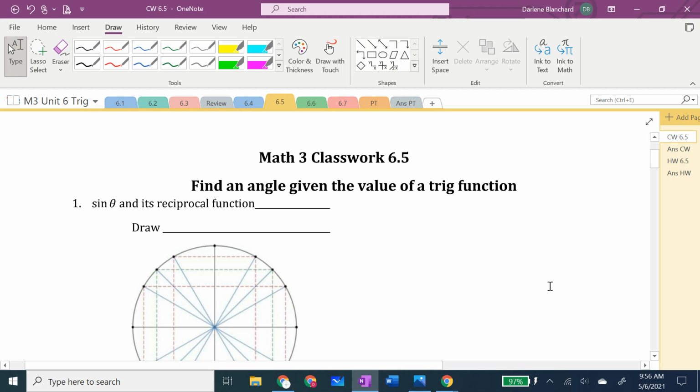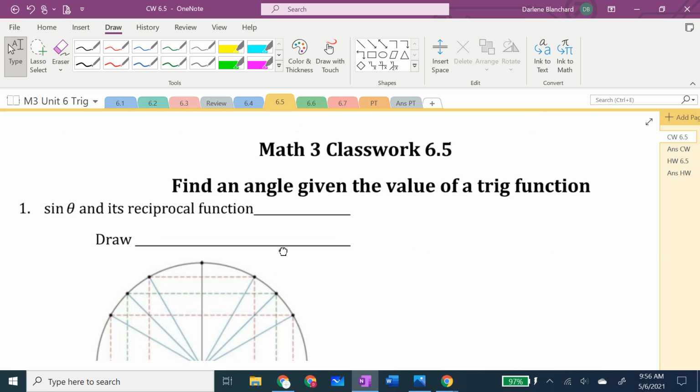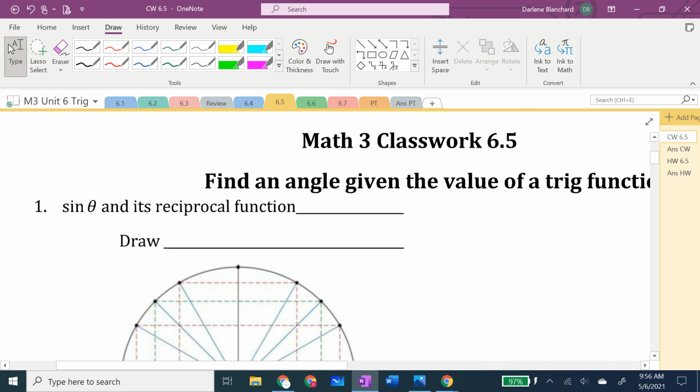Yay, we're going backward. Now, which trig function is sine's reciprocal? Cosecant. And then we use the three letters CSC for cosecant.